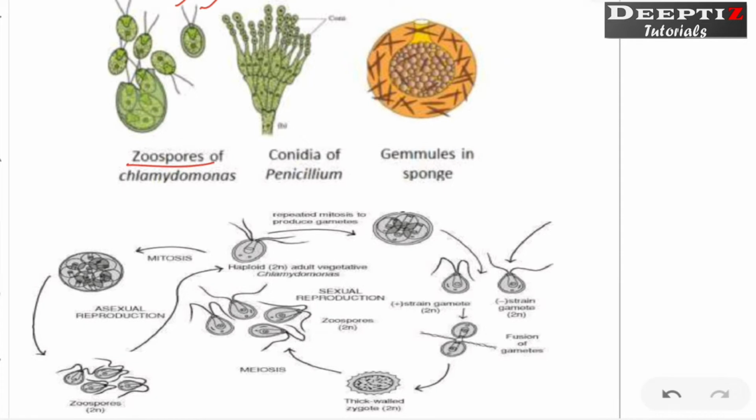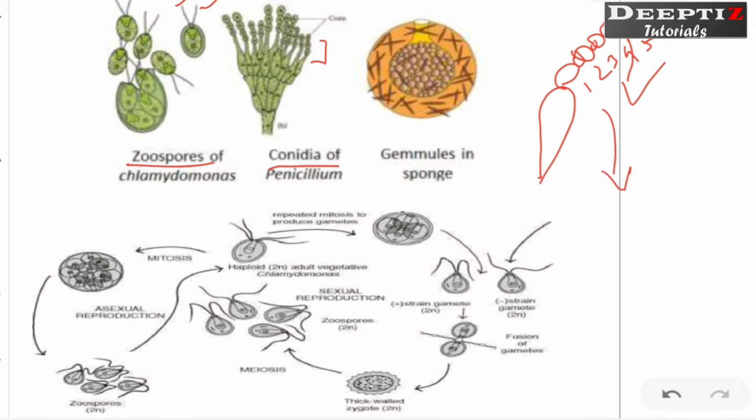These are the zoospores, which are able to move. Conidia: you can see there is a chain of spores, like a plant body with multiple spores on it. Whenever they fall down, each one, see, 1 2 3 4 like this, is capable of forming a new independent organism under favorable condition.